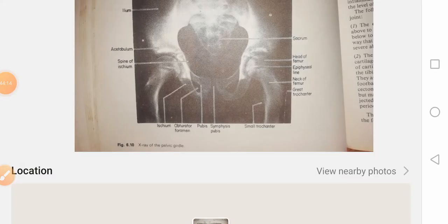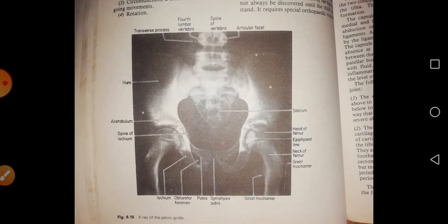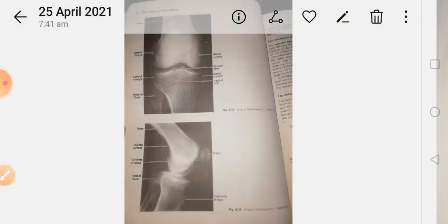This is the X-ray of the pelvic girdle, the hip joint. We can observe the ilium like this. The acetabulum, a hollow mark, will attach to the femur bone. Spine of ischium, ischium, obturator foramen, pubis, symphysis pubis, small trochanter, neck of the femur, great trochanter, head of the femur, and sacrum. These are the parts in the X-ray.